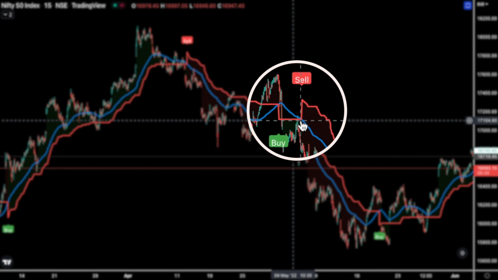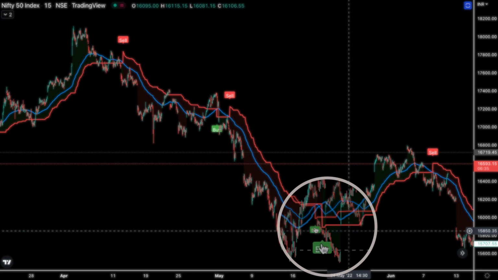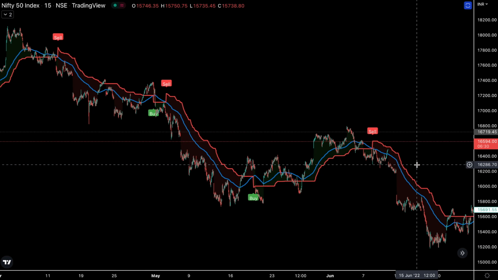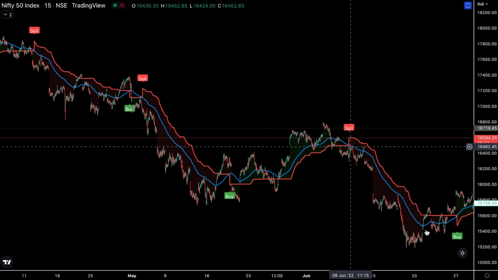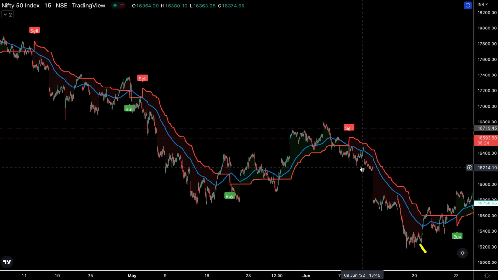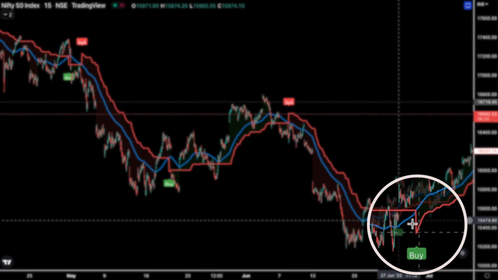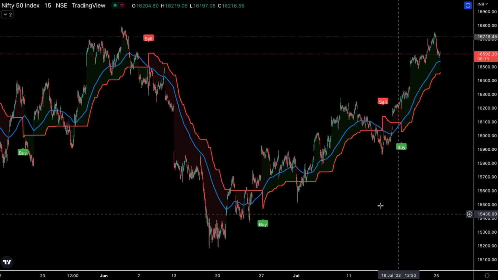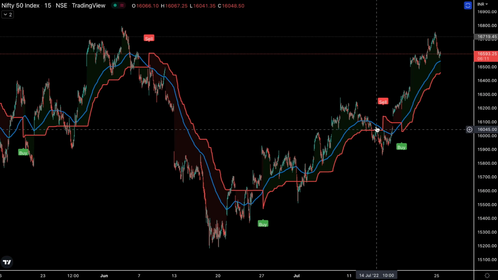We got a sell signal here. There was a huge downside. We have a buy signal here and a strong upside. We got a sell signal right here, and this entire range is the downside. Again, it's really huge. Over here we have a buy signal, and this entire range is the upside.